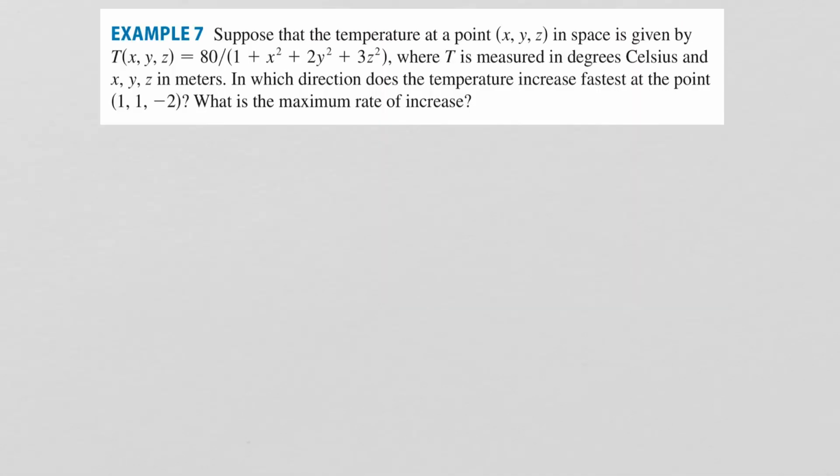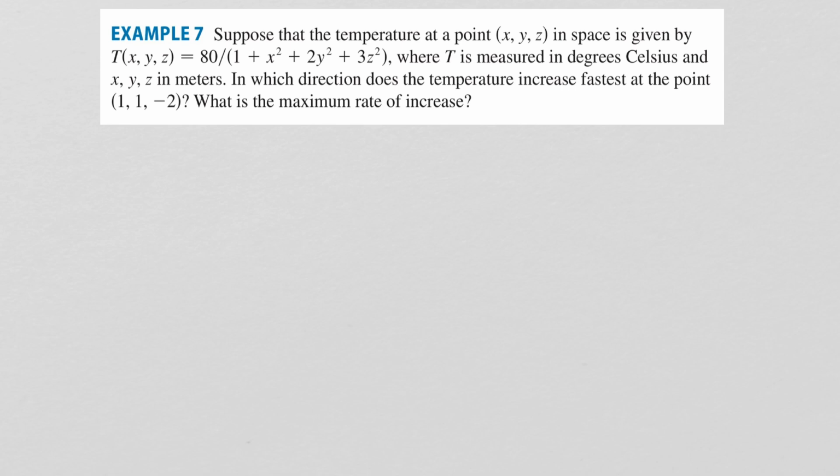Next example, suppose that the temperature at a point (x, y, z) in space is given by the following function, where T is measured in degrees Celsius and x, y, and z are measured in meters. In what direction does the temperature increase fastest at the point (1, 1, -2)? And what is the maximum rate of the increase? So in what direction? Well, we know it has to be in the direction of the gradient vector at this point. So this is just a fancy way to ask you, what is the gradient vector?